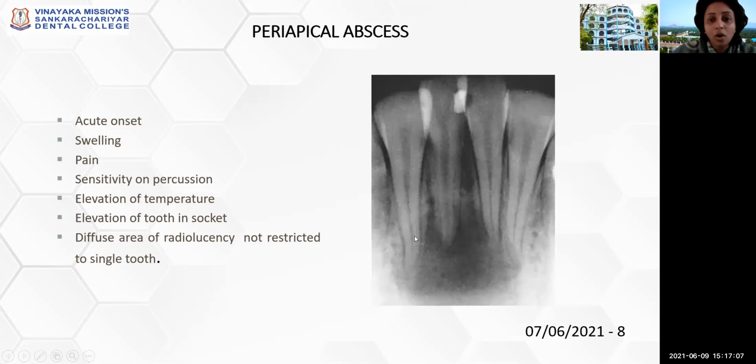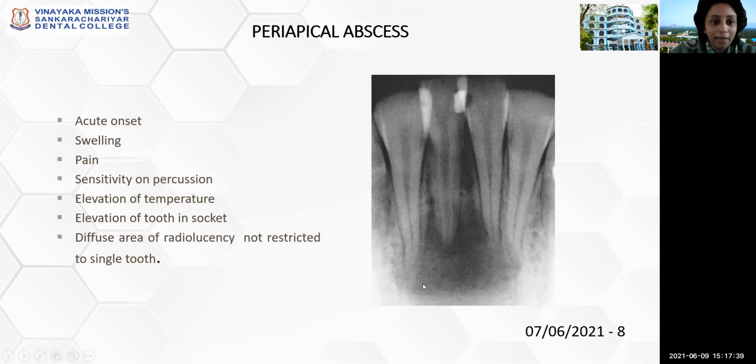Moving to the next commonest radiolucency, which is the periapical abscess. In an acute onset, there will not be much radiographic change, but a long-standing, chronic lesion will have radiolucency on a radiograph. This occurs because of a secondary abscess. As I said, in acute infection there won't be much radiographic change.